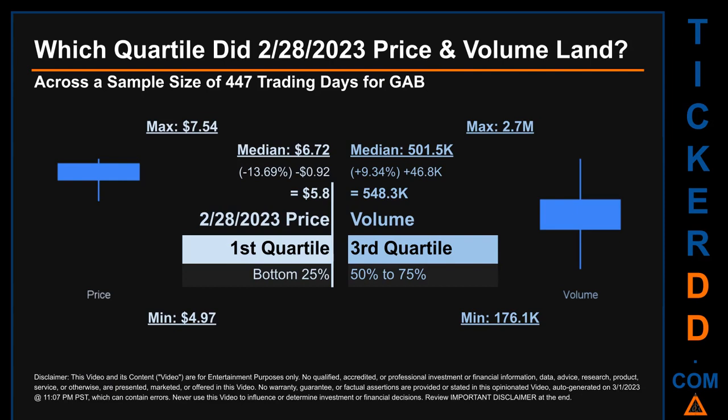Descriptively, GAB has a median price of $6.72. Therefore, February 28, 2023 price was lower from that middle marker by 13.69%. The day's volume of 548.3 thousand was more than the median by 9.34%.